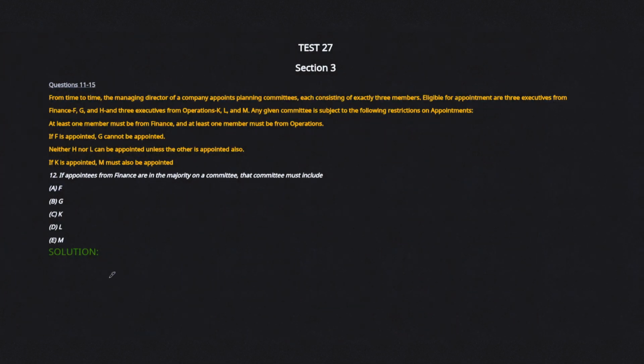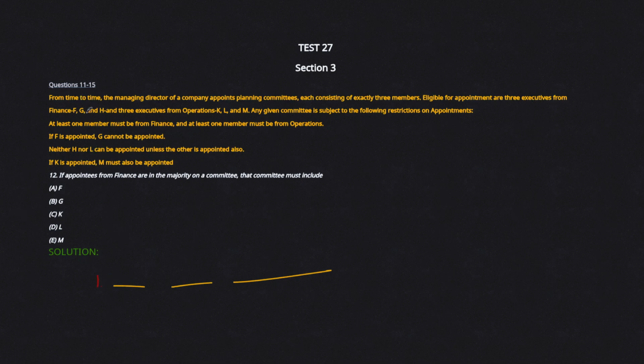Okay. Moving on to question number 12. If appointees from finance are in the majority on a committee, that committee must include which one? Okay. So let's just say we have a three-member committee because we already know it's three executives. So we need to have people from finance in the majority. Now, from this condition here, we know that F and G cannot be in the same group. So we need at least one of these two. So we will have two different scenarios here.